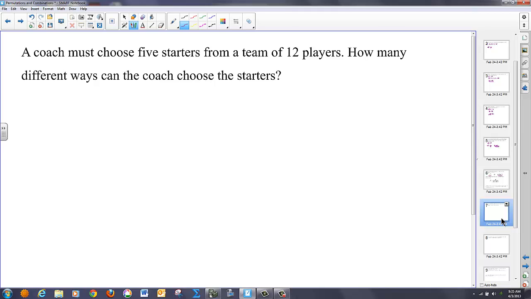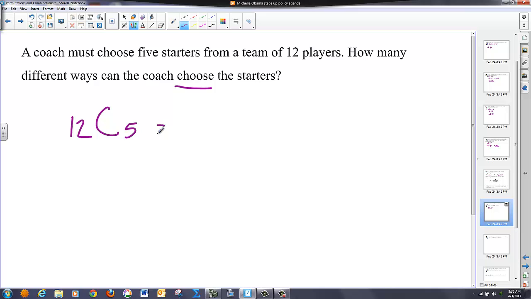So here we have a situation where a coach has got to choose 5 starters from a team of 12, and we want to know how many different ways the coach can choose the starters. Now, it doesn't matter about the order in which he picks them here, because we just want to know who are the 5 starters, not the order in which they were picked. So this is a combination problem. Choose is typically a word used in combination problems. So we would take 12 C 5, because we're choosing 5 guys to start on a basketball team.